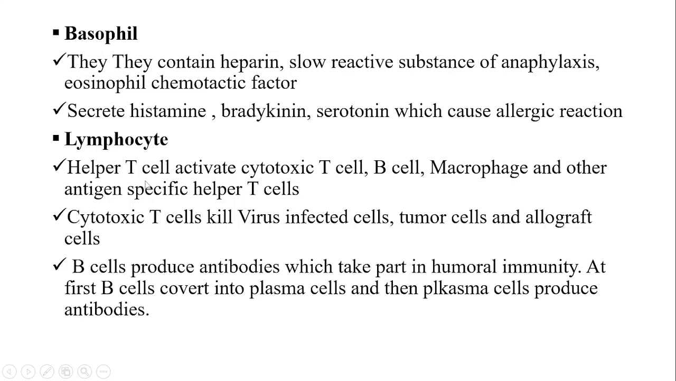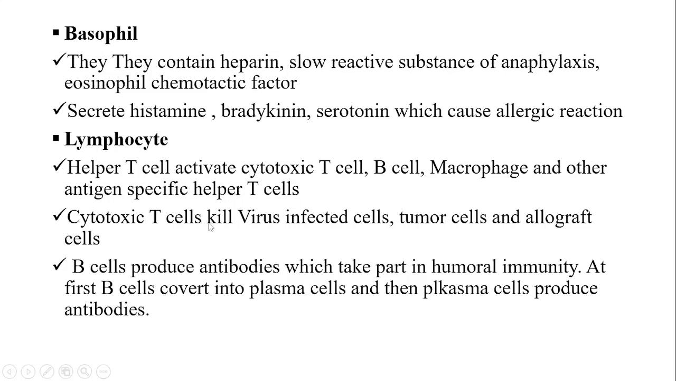The lymphocytes can be of two types, as I have previously mentioned, T lymphocyte and B lymphocyte. And T lymphocyte is again of two types, called helper T cell and cytotoxic T cell. From the name of this lymphocyte, we can somehow understand its function. Helper T cell will help the functions of cytotoxic T cell. What is this function? It will be discussed later. It also helps in the functions of B cell, macrophage, and other antigen-specific helper T cells.